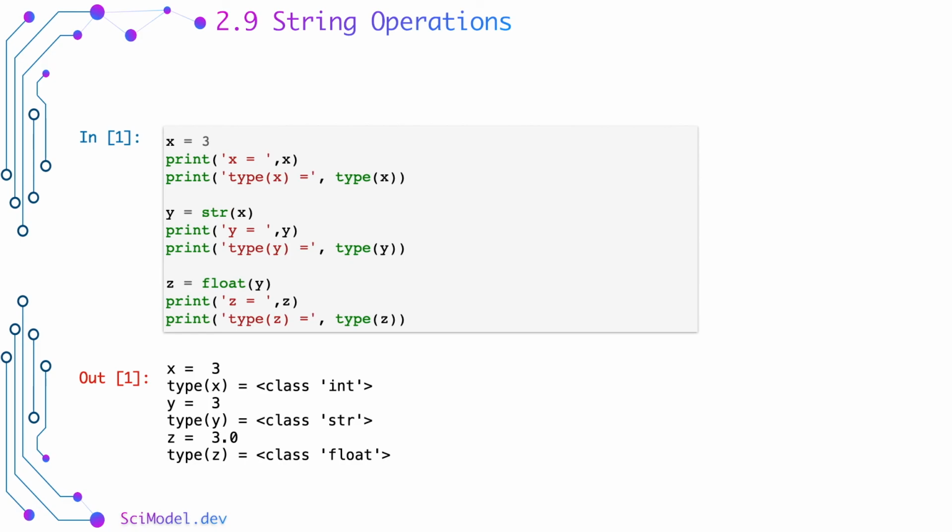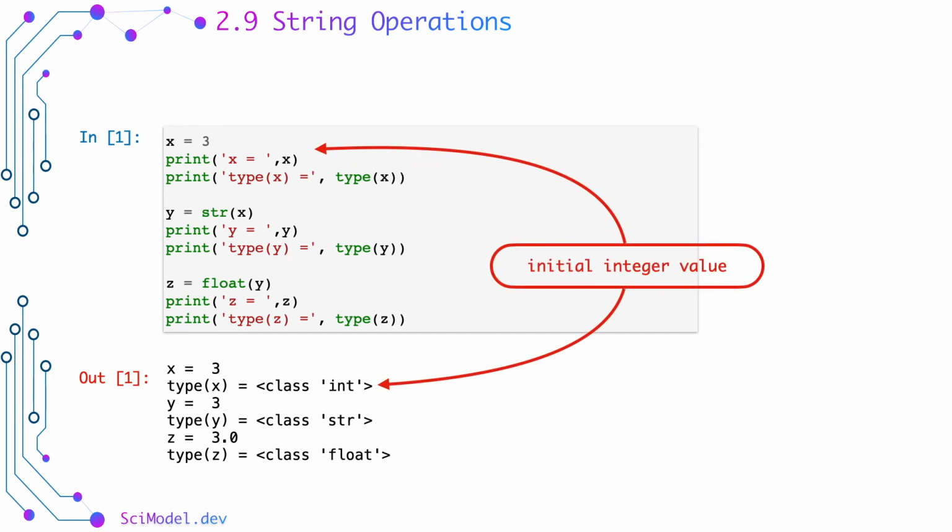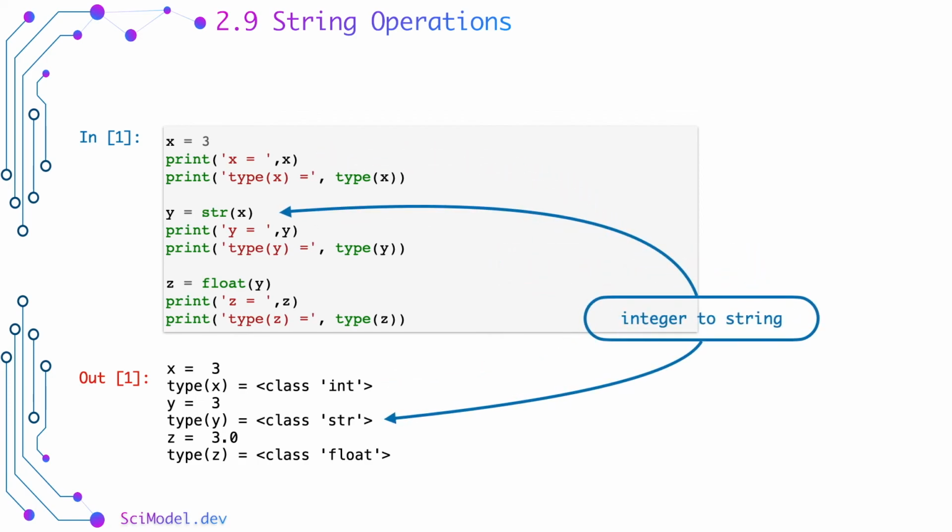The third string operation is that you can convert numerical values to strings and vice versa. In this code sample, we can convert an integer value to a string, then back to float. Initially, we have a variable x with an integer value of 3. Here we are printing the value of x and the type of x. You can see the printed value of x and its type in the output section. Then, we can also convert this integer value to a string using the string function. We are also printing the value of y and the type of y, which result in a string value of 3 with string type.